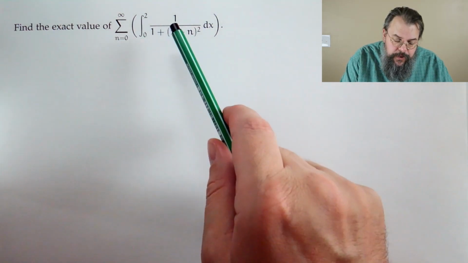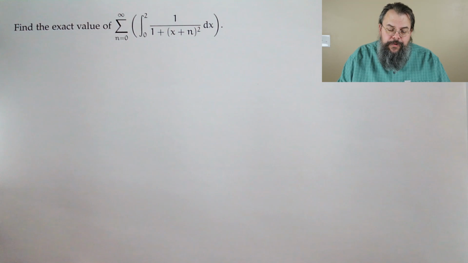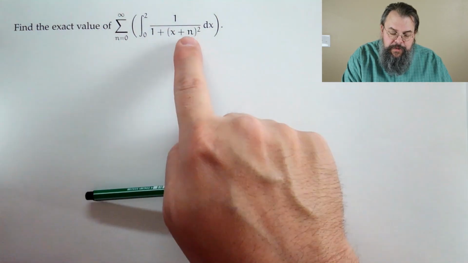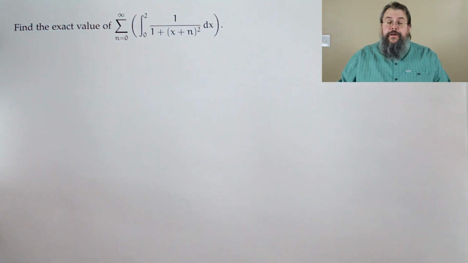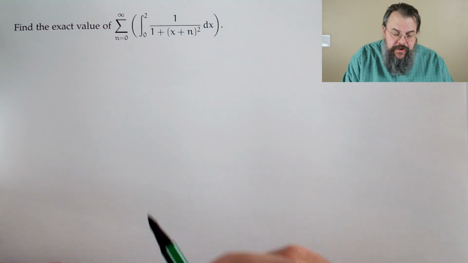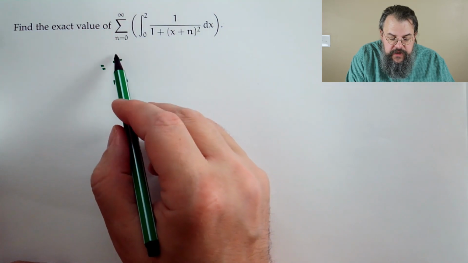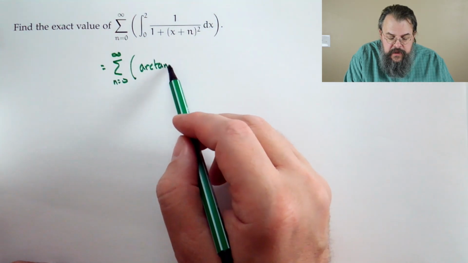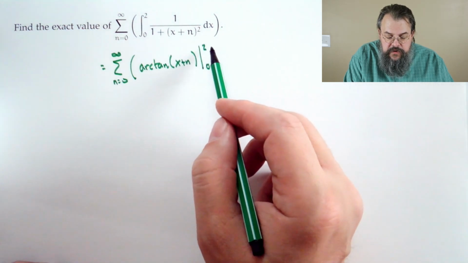Because what is it? See, it's 1 over 1 plus, you see this x plus n squared dx. Well, what's the integral of 1 over 1 plus u squared du? Right? Because the plus n doesn't really do anything. It's just a shift. If you covered up the plus n, you say, whoa, our favorite integral. You're back. It's the arctangent. So we could say, hey, this is our sum from 0 to infinity of arctangent of x plus n evaluated from 0 to 2.